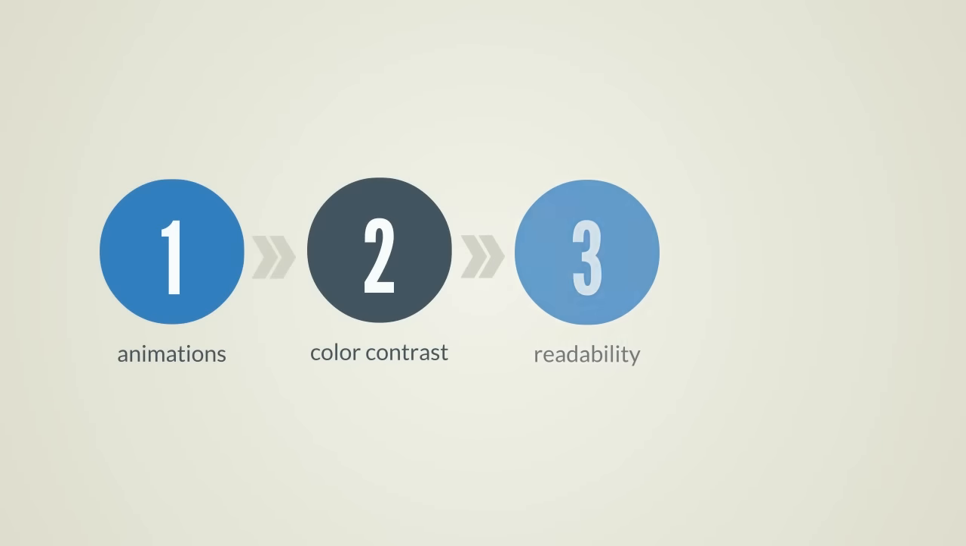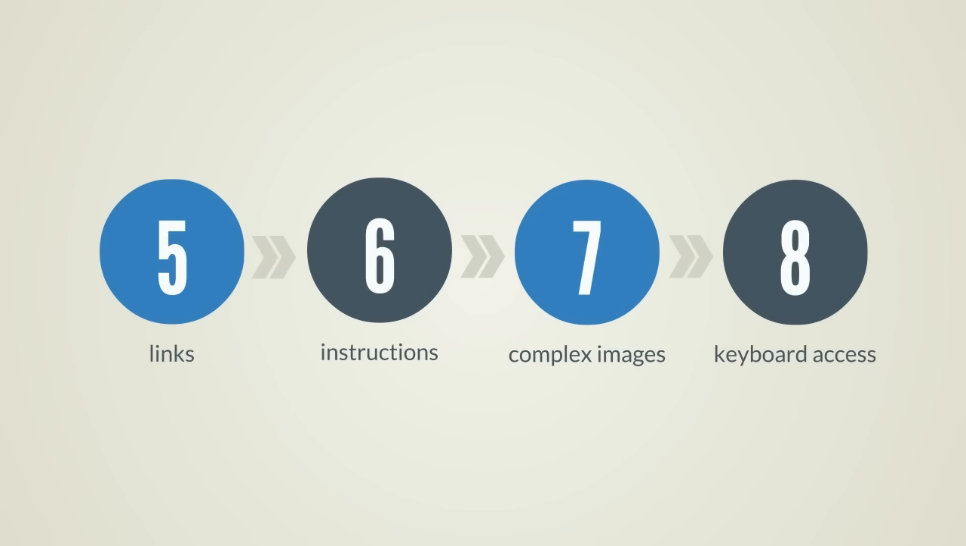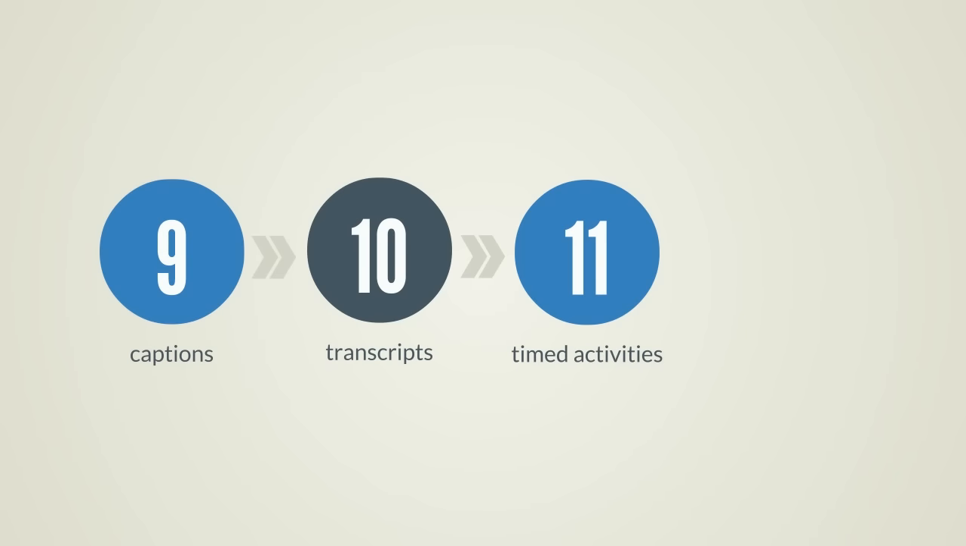In summary, when reviewing a website, you should check for blinking animations that cannot be turned off, low contrast between text and background colors, low readability when magnified, images of text instead of real text, non-descriptive links or full web addresses, visual elements and language when giving instructions, lack of detailed descriptions for complex images, features that are inaccessible using the keyboard, videos without captions, podcasts without transcripts, and interactive elements that are timed and require the use of a mouse.